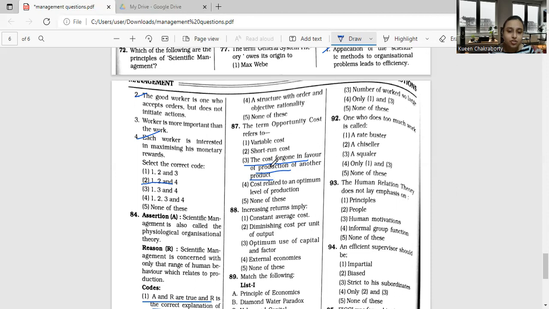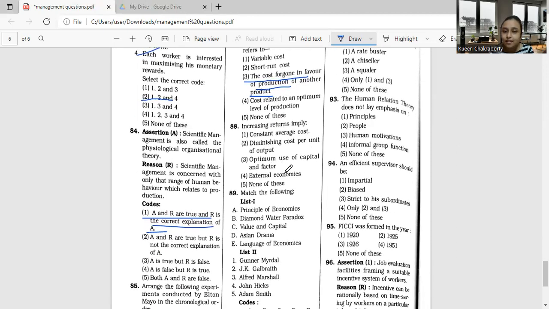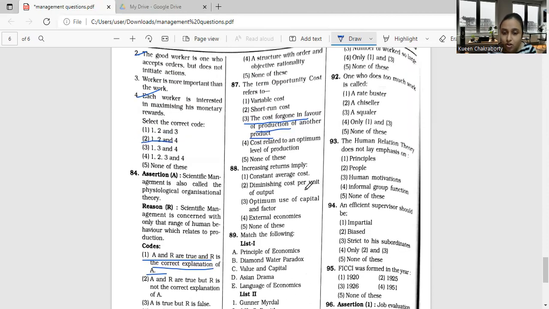Next, moving on to question number 88. Increasing returns imply constant average cost, diminishing cost per unit of output, optimum use of capital and factor, external economies, or none of this. See, basically, increasing returns means that efficiency rises as production expands and thus costs fall. If that expands, then the cost will definitely fall.